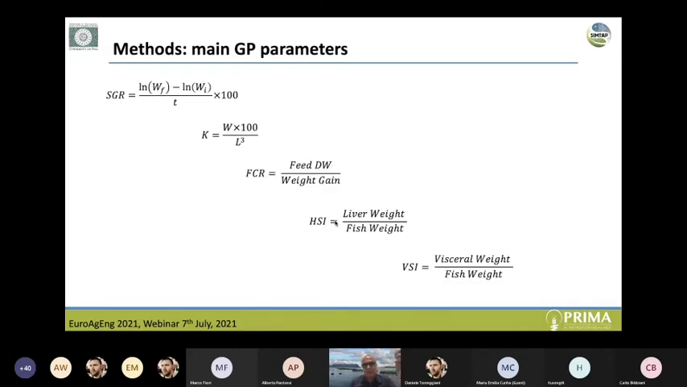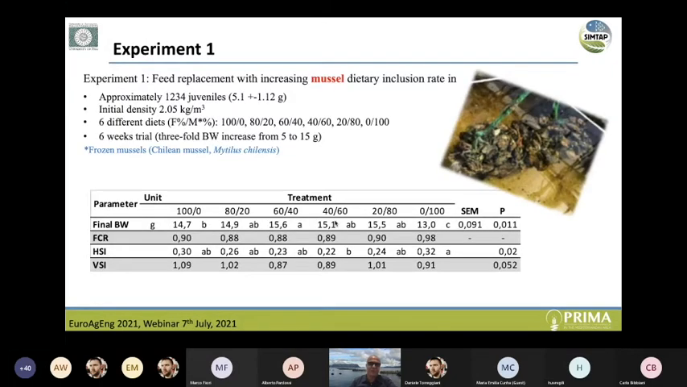These are some parameters we calculated to measure the effect of the new diets, new generation, let's say, suitable for SIMTAP production. But I think most of you already know this kind of parameters. By the way, I will explain better while we talk about these parameters.